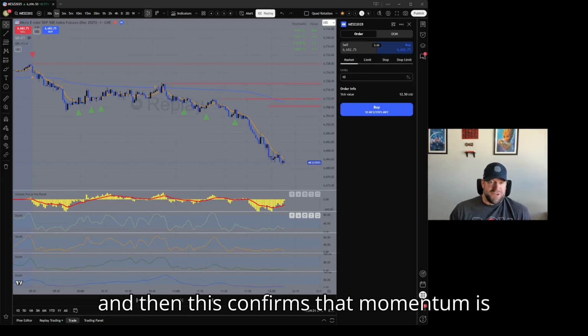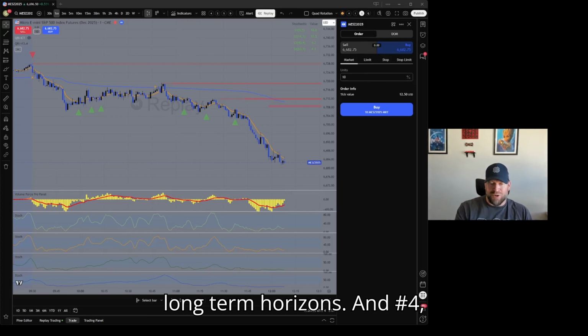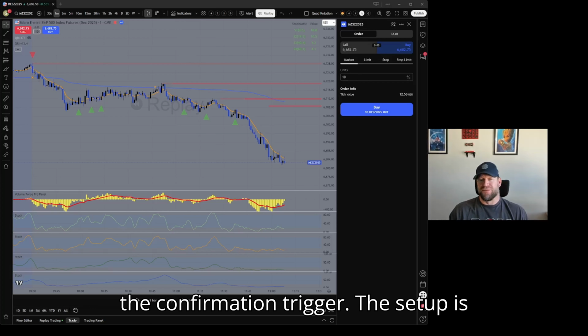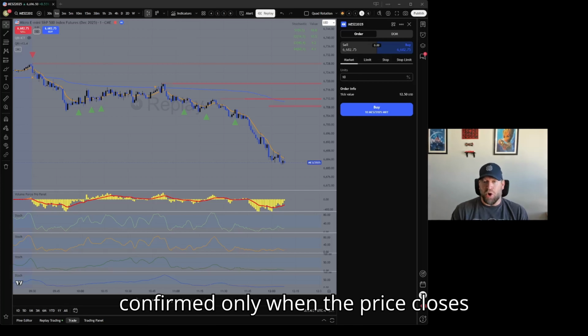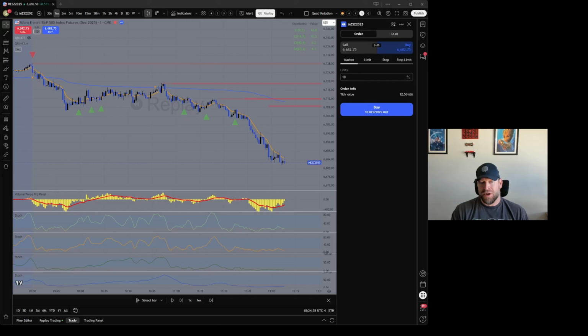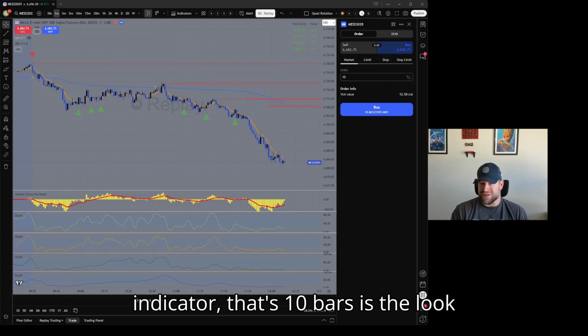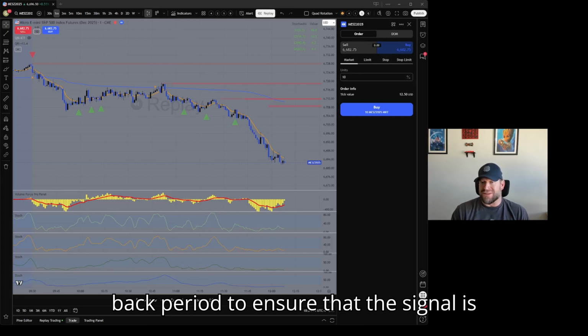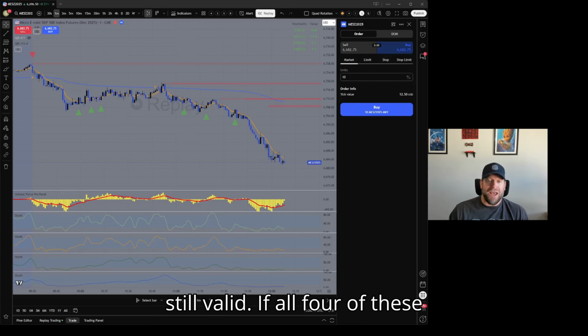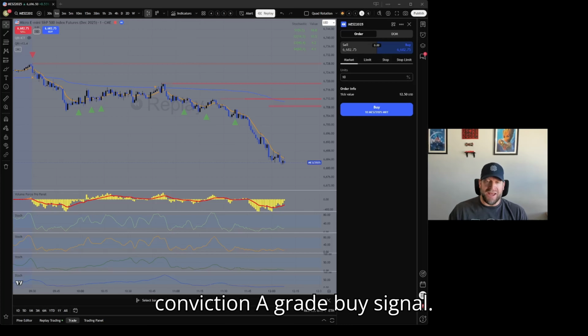And then this confirms that momentum is exhausted across the short, medium, and long-term horizons. And number 4, the confirmation trigger. The setup is confirmed only when the price closes above the 9 EMA. This action must happen within the confirmation window. For my default settings on the indicator, that's 10 bars as the look back period to ensure that this signal is still valid. If all 4 of these conditions are met, you get the highest conviction A grade buy signal.